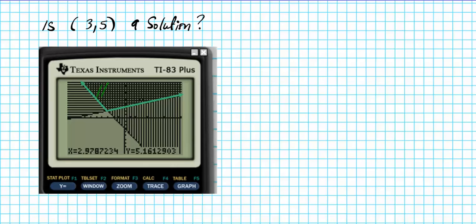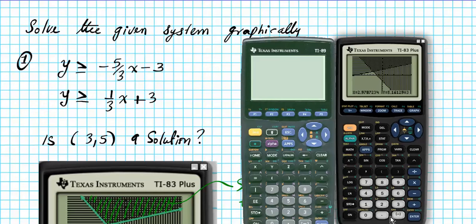So see right here, any ordered pair, any point that falls in this shaded region right here, the intersection of the shaded region, or on the boundary lines, all those represent the solution. So this is a solution to the system of inequalities. All right, so that's just a side point, just in case you don't know what I'm talking about when I mean the solution to the system. All right, so let's go back to the graph, to the calculator.